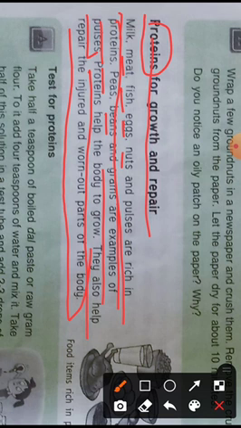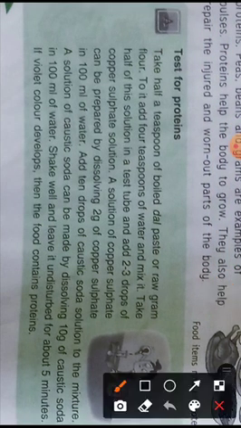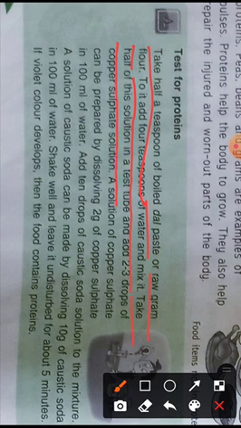Now let us see how to test whether there is protein in your food or not. There's an activity. Take half a teaspoon of boiled dal or raw gram flour. Then add 4 teaspoons of water and mix it. Take half of this solution in a test tube and add 2 to 3 drops of copper sulfate solution.